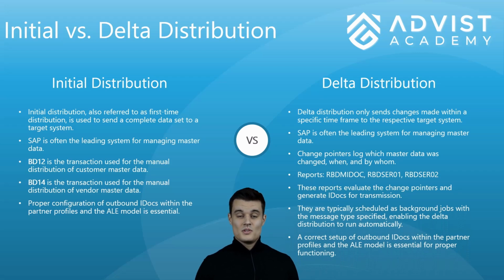The manual or initial distribution of master data is usually triggered via specific transactions. For example, customer master data can be sent to a target system using transaction BD12, and vendor master data can be sent using transaction BD14.